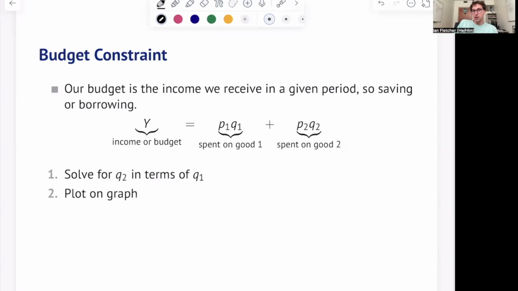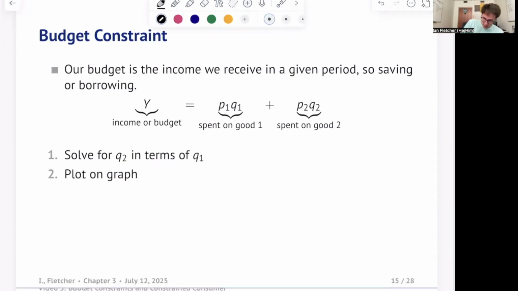So our Y is our income or our budget. The P1 Q1 is the thing that we're going to be spending on good one, so it's our quantity times our price per quantity for good one, and the same thing for good two. And so the first thing is we're going to solve for Q2 in terms of Q1. So if we take Y minus P1 Q1 should equal P2 Q2, then Q2 should equal Y minus P1 Q1 over P2. Okay? Or if we wanted to split this up to make graphing a little bit easier, we could do something like that.